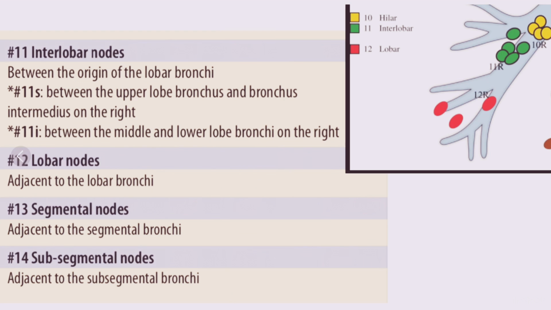So that's it. This is the whole thing about the lymph node stations in the chest.